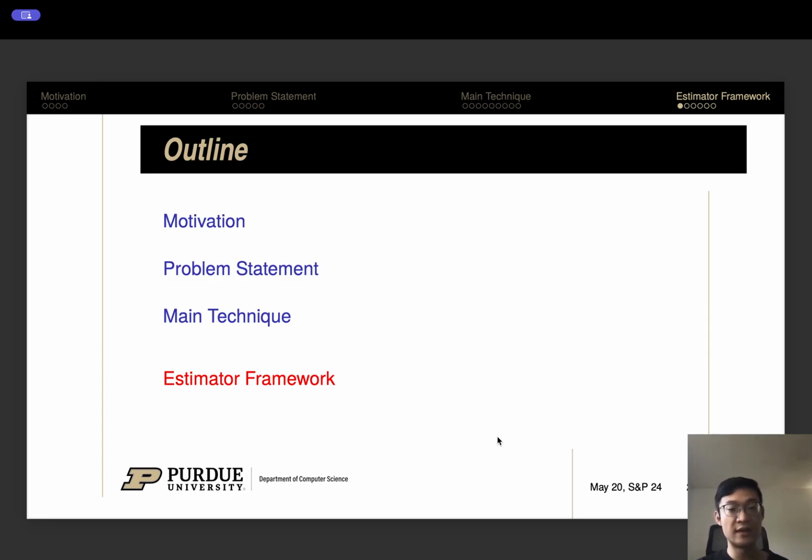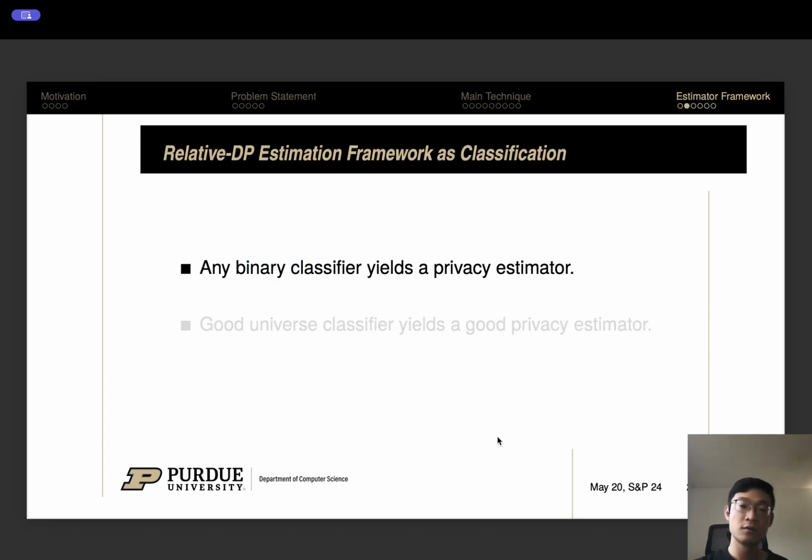Now that we have shown the link, our next step is to show how to use this link to construct our estimator framework. So basically, we have the following two observations. First, any binary classifier gives a privacy estimator. These estimators may not have good accuracy guarantees, like how good the estimator is, but it can always serve as a lower bound. It can output a lower bound of the privacy spectrum. So this means any binary classifier can be used in the DP auditing task. But maybe some of them don't have good performance, of course.